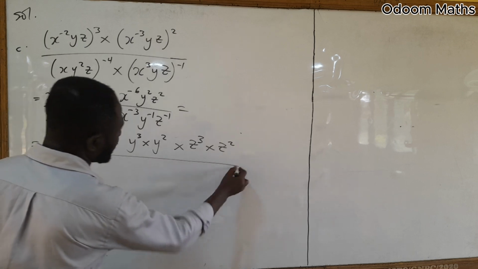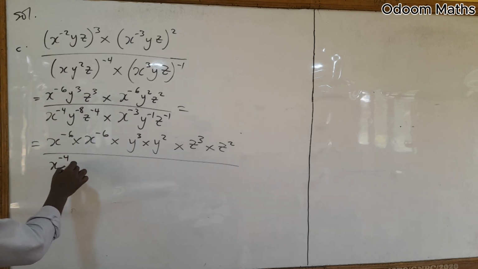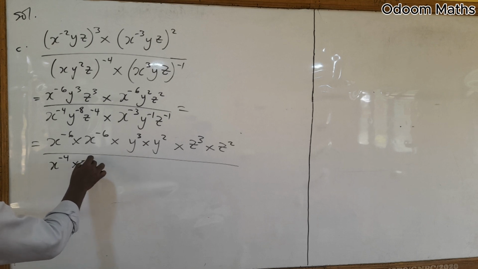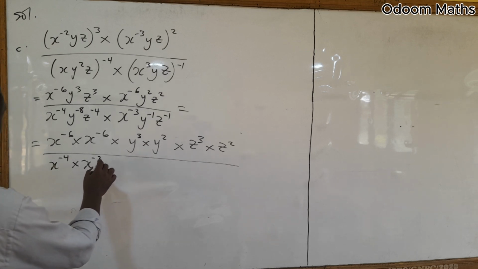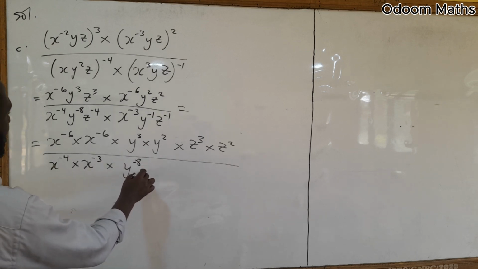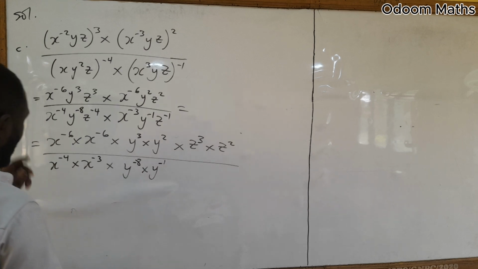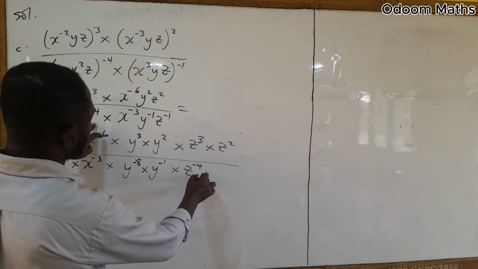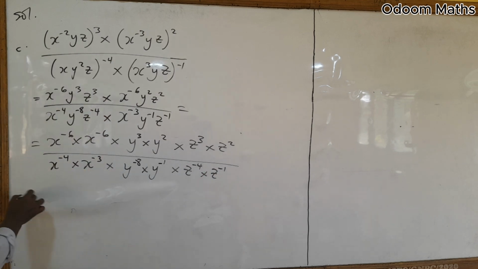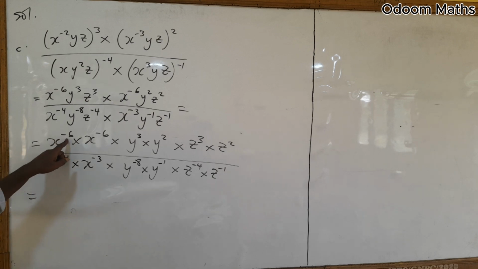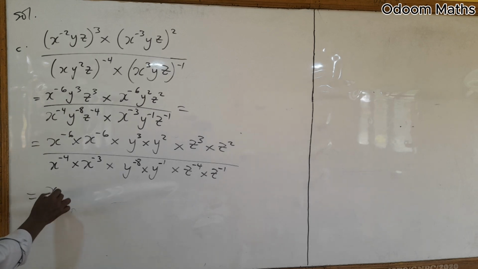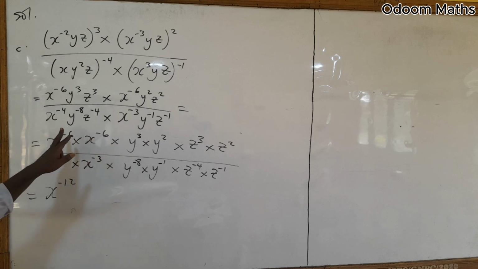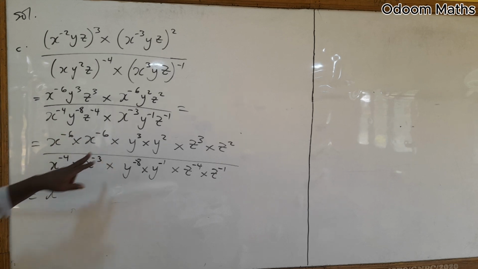Okay, all over x to the negative 4, then times x to the negative 3, then times y to the negative 8 times y to the negative 1, then times z to the negative 4 times z to the negative 1. Okay, now let's see. This is negative 6 plus negative 6, which is negative 6 minus 6. So that is x to the negative 12. They have the same base and multiplying, so you add. Negative 6 plus negative 6 is negative 12.